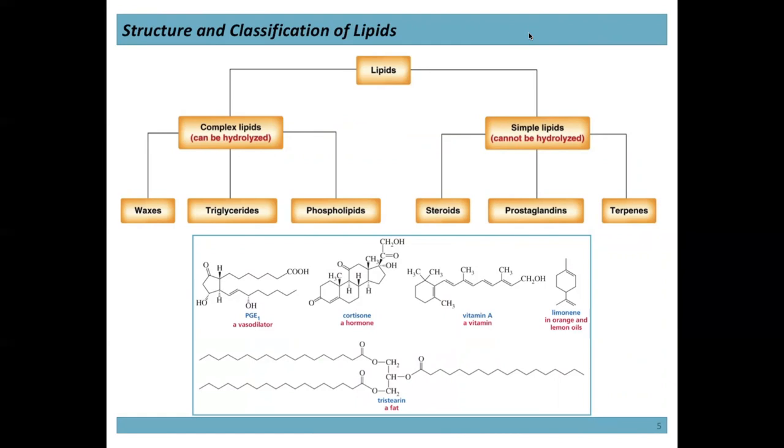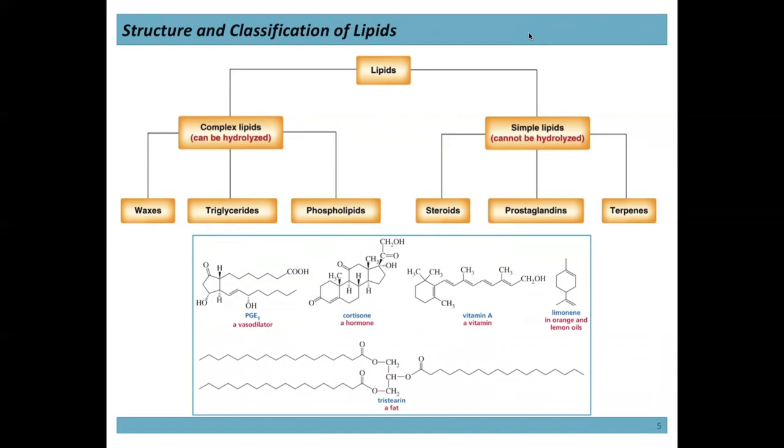So these are things that tend to contain esters. And then you have simple lipids that can't be hydrolyzed. And simple is not due to their structure, because I wouldn't consider vitamin A simple or cortisone simple or PGE1 simple. But these don't hydrolyze in acidic or basic conditions.